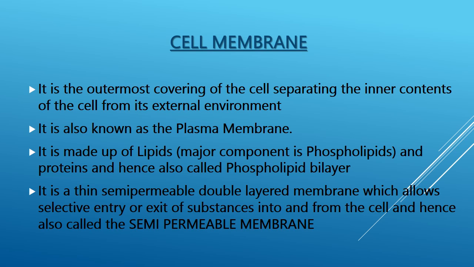It is a thin, semi-permeable, double layered, mind you, the cell membrane is a double layered membrane which allows selective entry or exit of substances into and from the cell, and hence it is also called the semi-permeable membrane. So a cell membrane is known by different names: first of all, plasma membrane, a phospholipid bilayer, and a semi-permeable membrane.